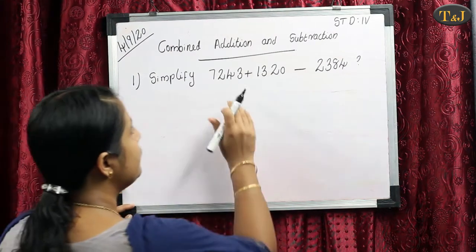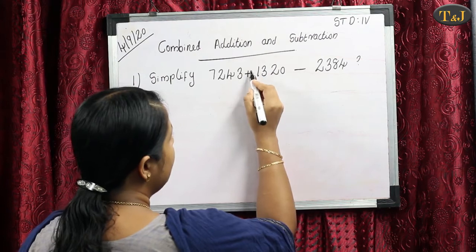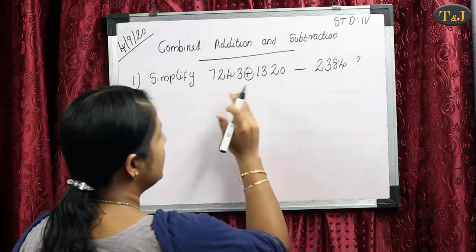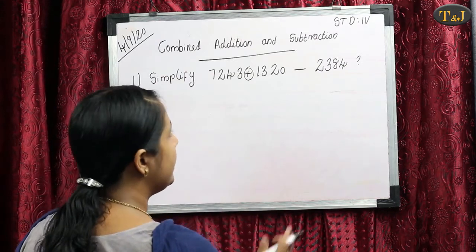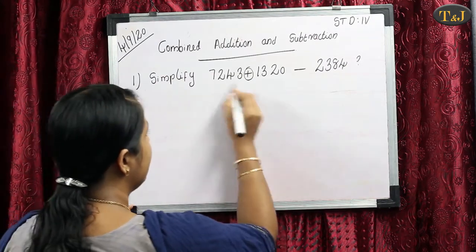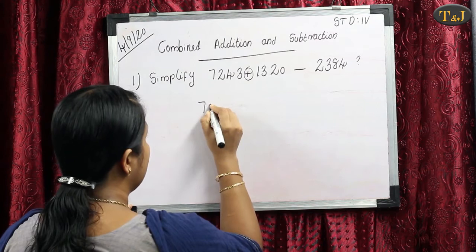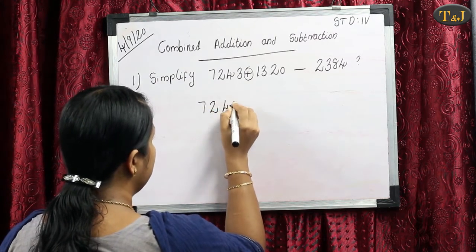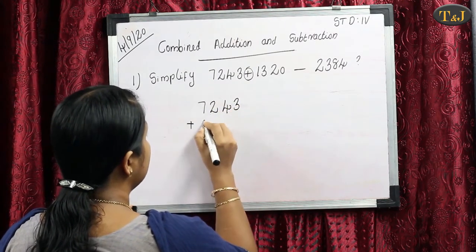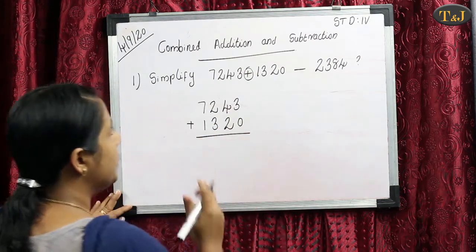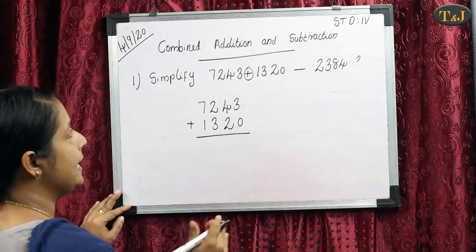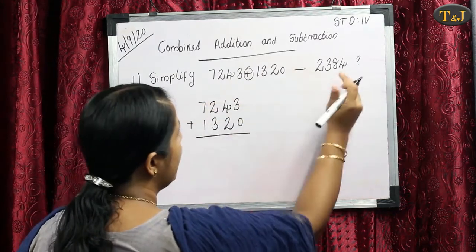First we are doing the first two numbers. The middle symbol is plus sign, that's why we have to select that number first. That means 7,243 plus 1,320. In doing every problem, we must select the first order, first to last order.